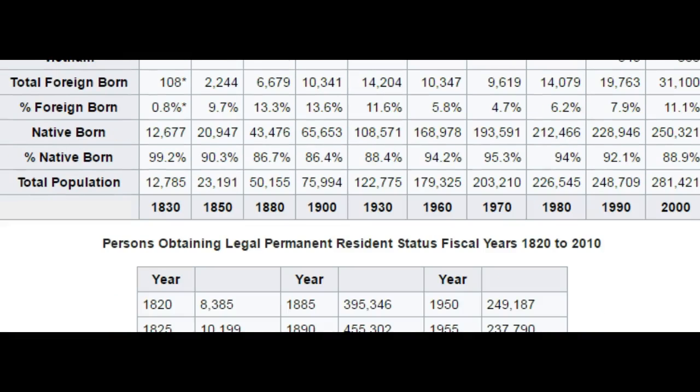Now, let's take a look at some total numbers here. The percentage of foreign-born, 1830, that's an estimate. Okay, by 1850, it's, as we said, 10%, and it's going up to 13, and then starts to come down again, foreign-born, as we tighten up on immigration. So that's an interesting number to look at. I just thought I'd show you a couple of these statistics here.